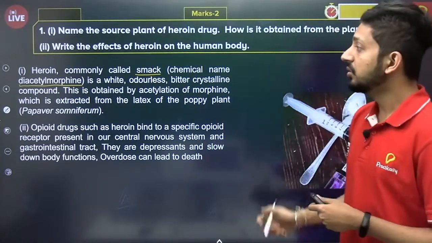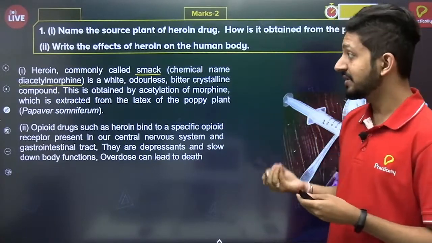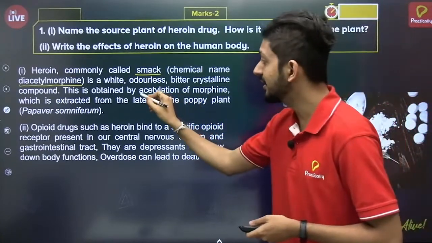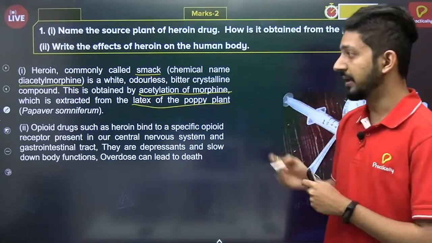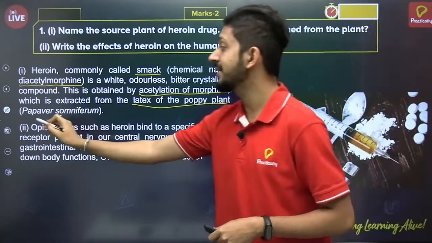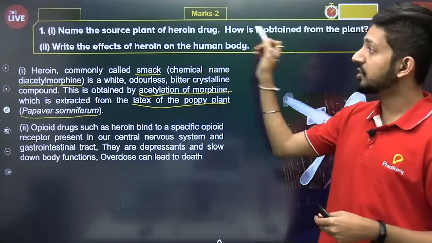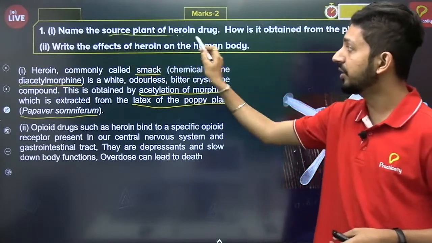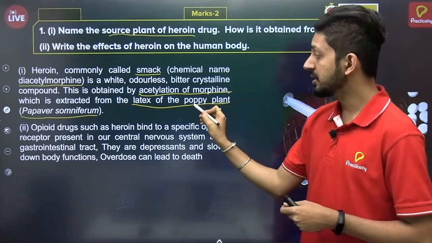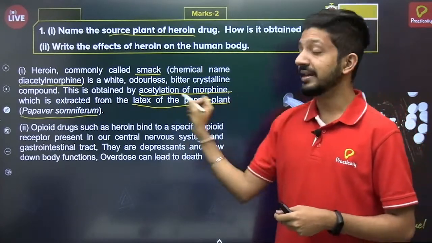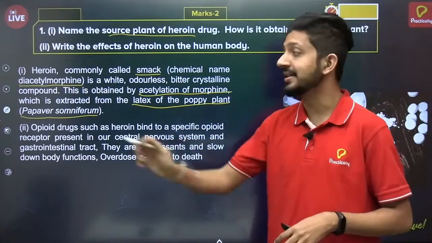Heroin, commonly known as smack, is a white colored, odorless, powdery substance obtained by the acetylation of morphine, which is extracted from the latex of the poppy plant. The scientific name of the poppy plant is Papaver somniferum. Since the first part of the question is to name the source plant of the heroin drug, the source plant is the poppy plant, especially the latex of the poppy plant. It is more accurate to also mention the scientific name, Papaver somniferum.